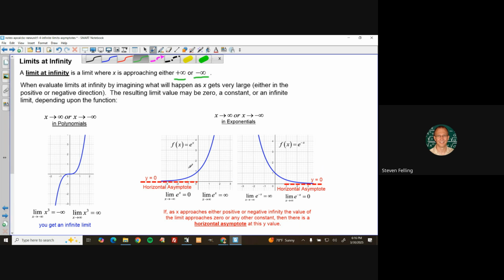On the other hand, if you have, let's say, the function e to the x, the limit as x approaches infinity of e to the x goes off to infinity. So a limit at infinity can produce an infinite limit, or a limit at infinity can produce a number.